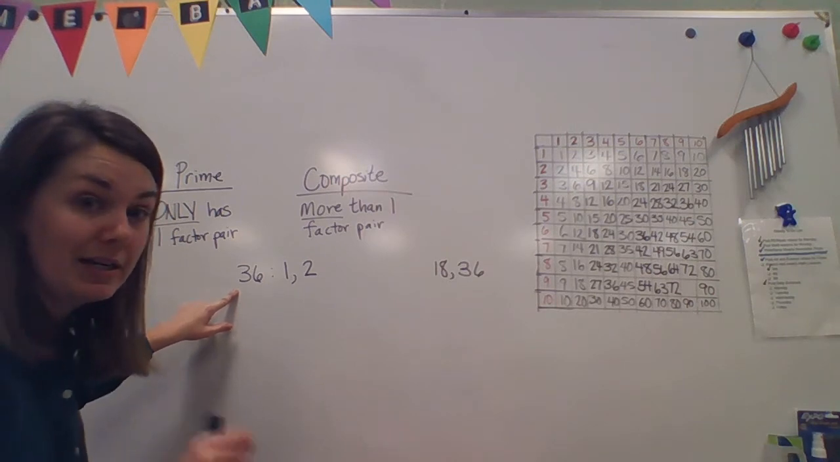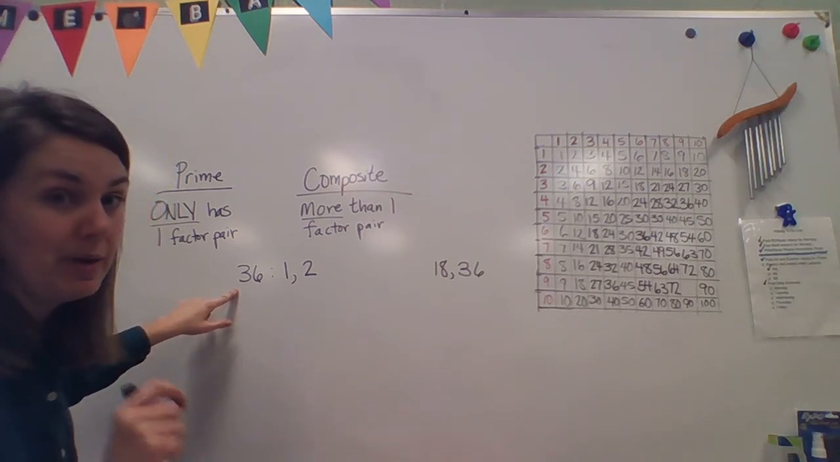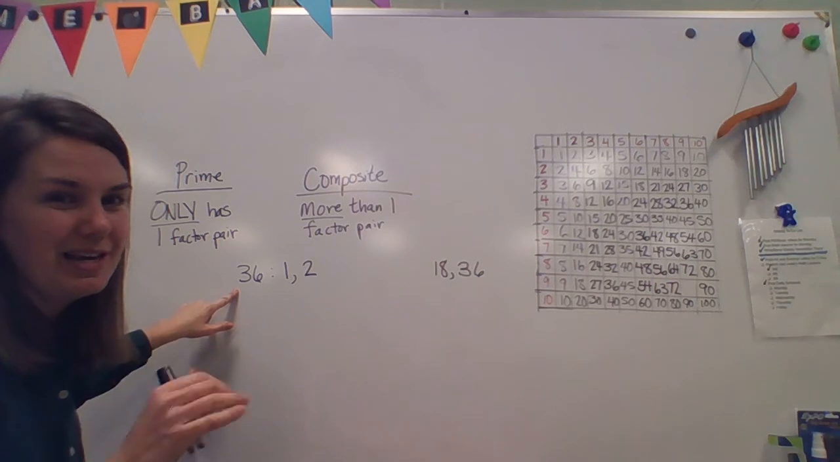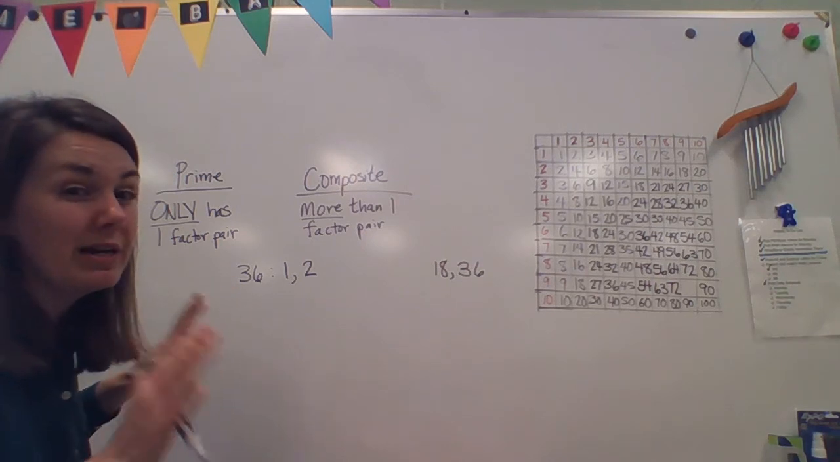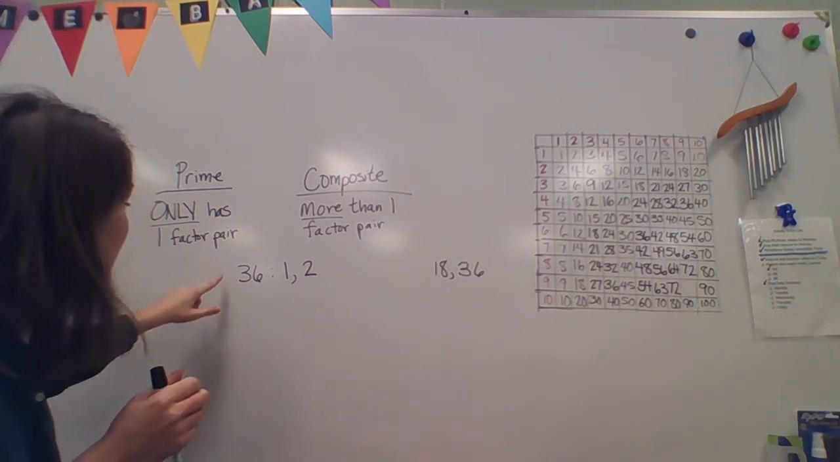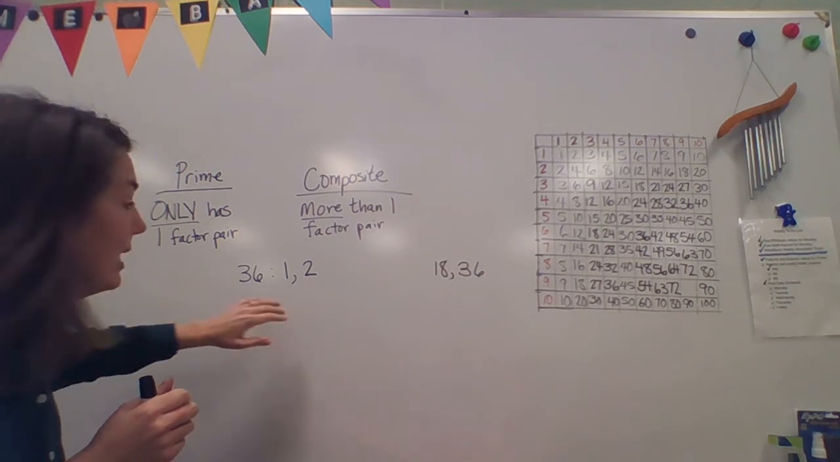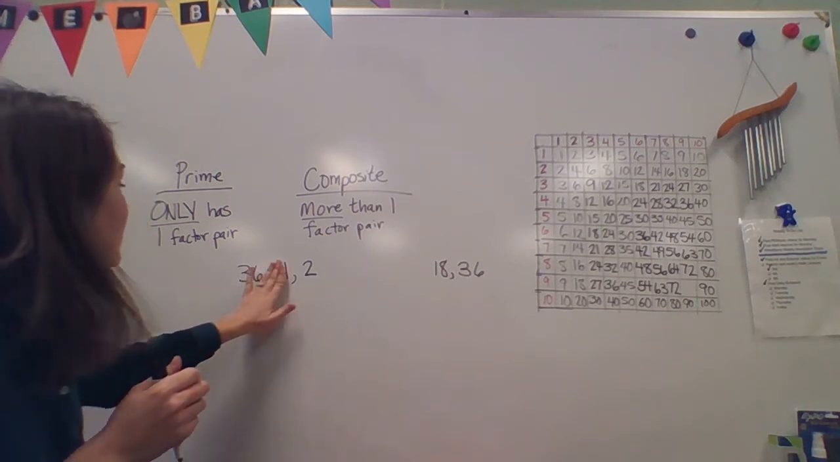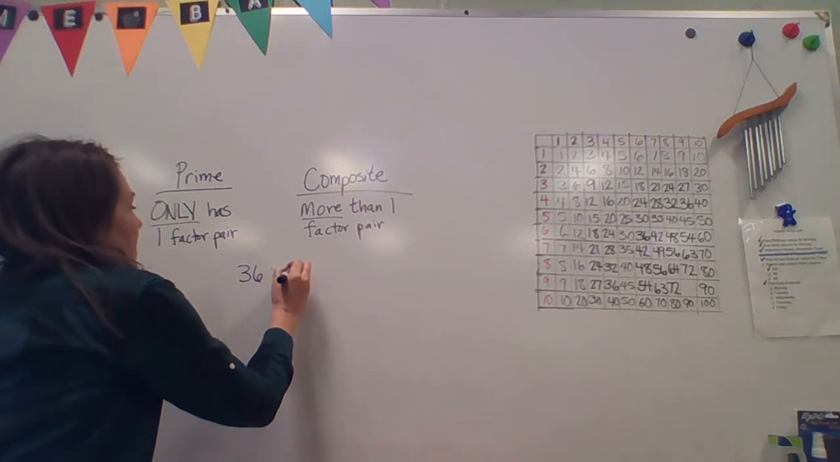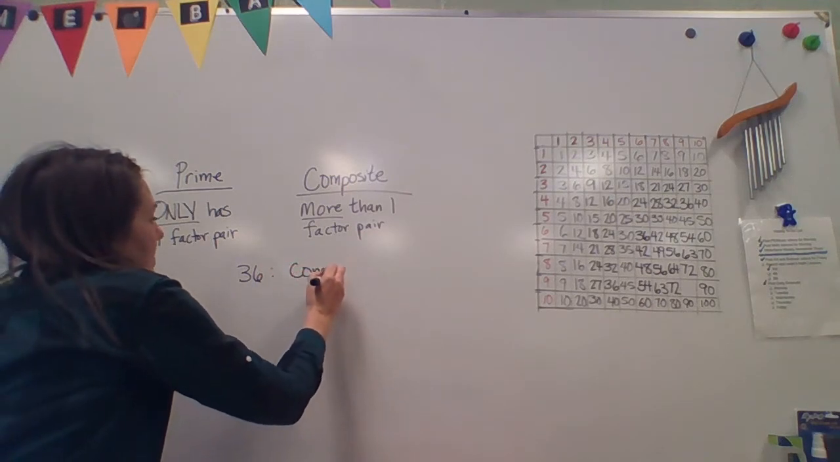Now, if I wanted to keep going, I could find more factor pairs. But for the sake of the length of this video, I'm going to go ahead and stop there because we've already determined that 36 is not prime. It has more than 1 factor pair. Therefore, 36 is going to be a composite number.